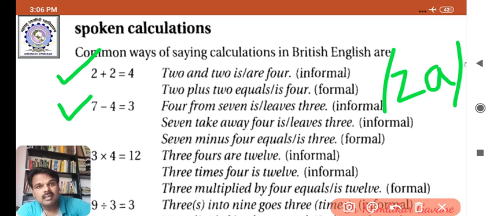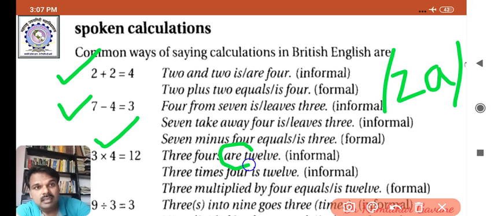Then the third one here, multiplication, which is interesting. 3 fours are 12, and these fours are, listen, this 'are' and the plural of 4, 'fours', these two together make this za. 3 4 za 12.